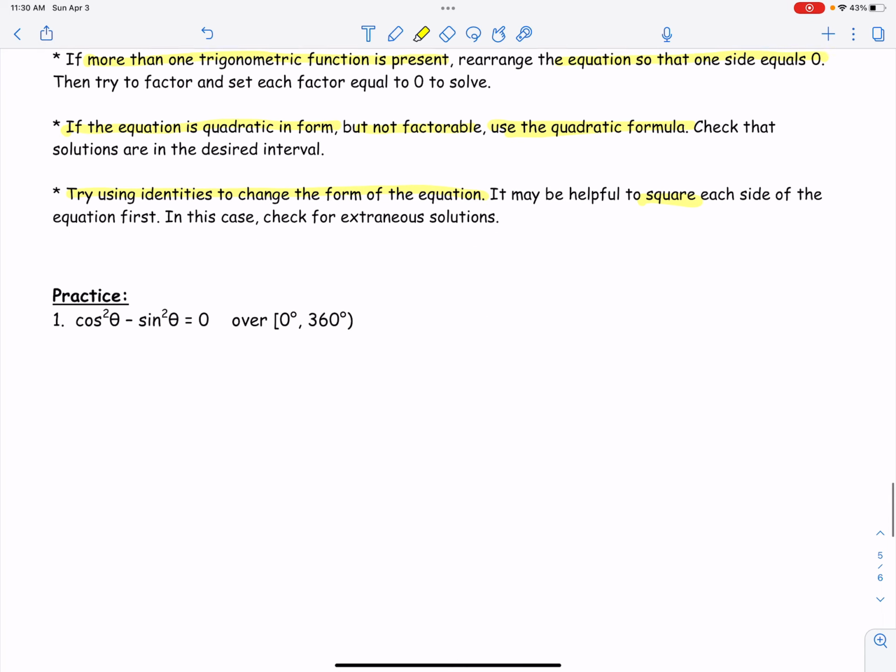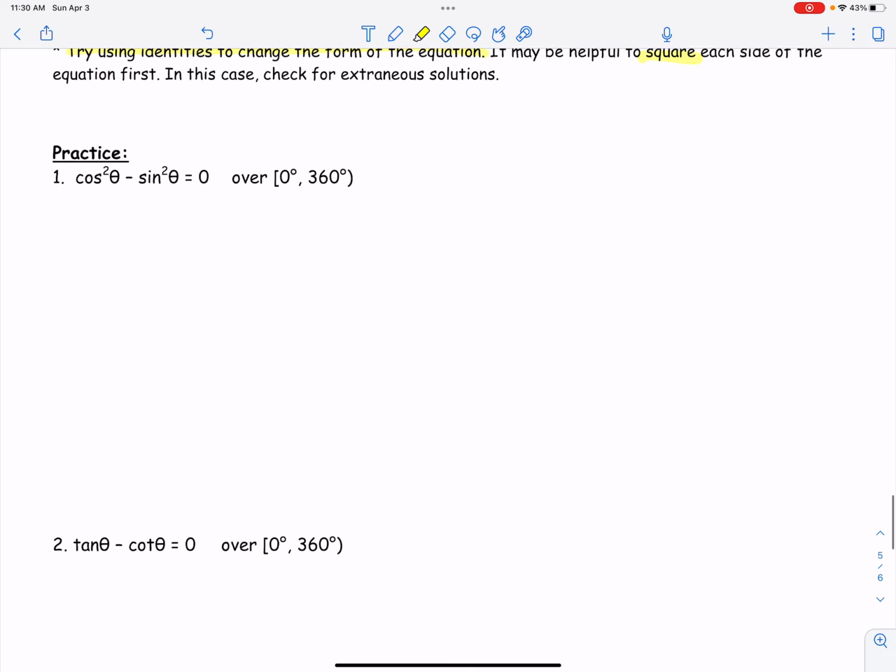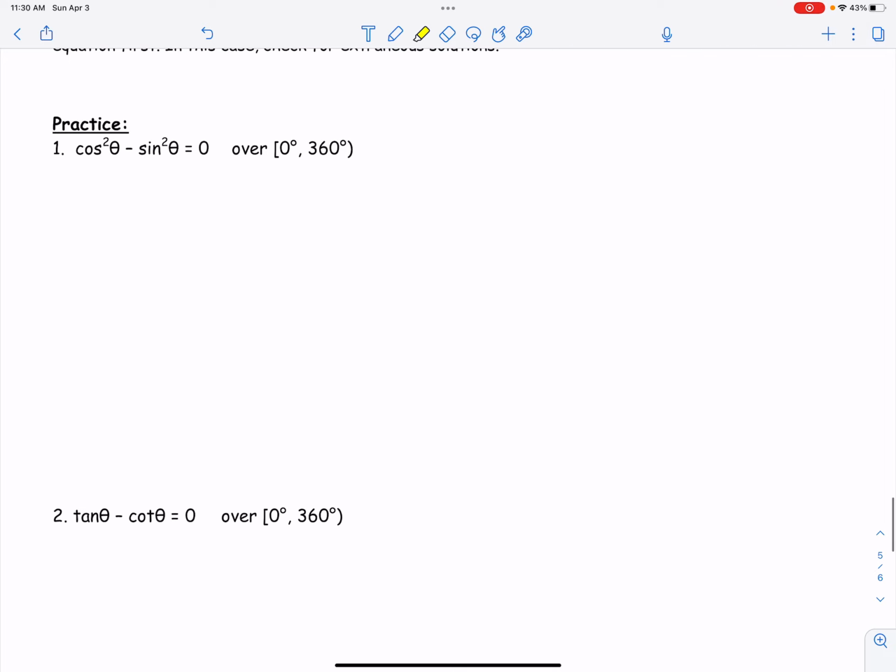Okay, so let's look at a few other practice problems. If we were in class, I'd have you work on these together, but obviously if you're watching this, you weren't. So let's look at this next one.